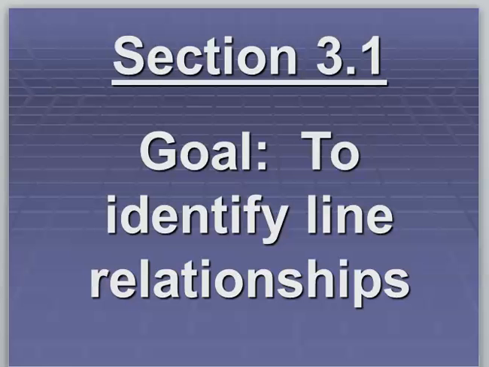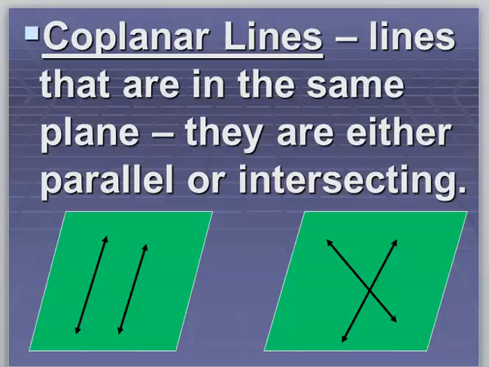Section 3.1, our goal is to identify line relationships. We're going to start with coplanar lines. Coplanar lines are lines that are in the same plane, and since they're in the same plane, they are either parallel or they're intersecting and they cross in one point.